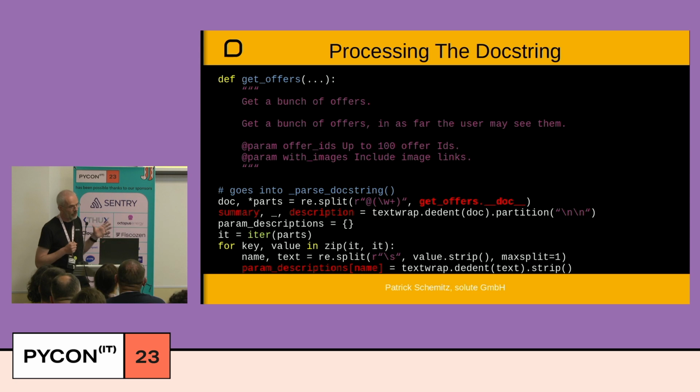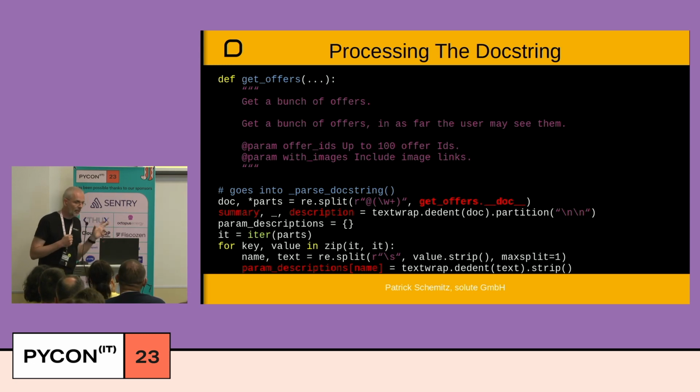So what we do is we split at words starting with an @. The function documentation is everything that's before the first @. And everything that follows is part of the param description. The function documentation is split at the first empty line. That's the double new line at the very right of the slide. And the first part, again, is the summary, and the second part is the description.